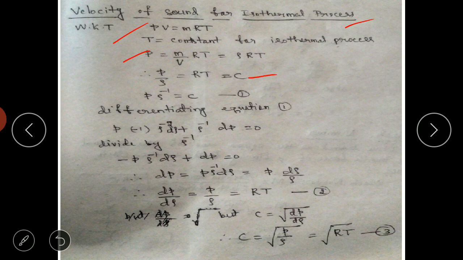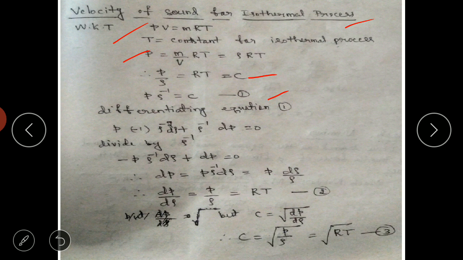This is constant because R is constant and T is constant. R is the gas constant, the specific gas constant. There are two things: one is the specific gas constant, another is the universal gas constant. In this case it is the specific gas constant. In the next step you can see P into rho raised to minus 1 is equal to a constant. It is a mathematical adjustment.